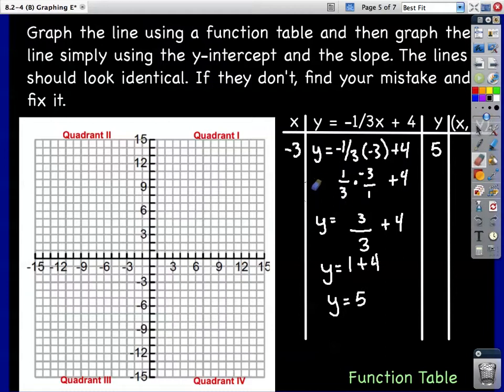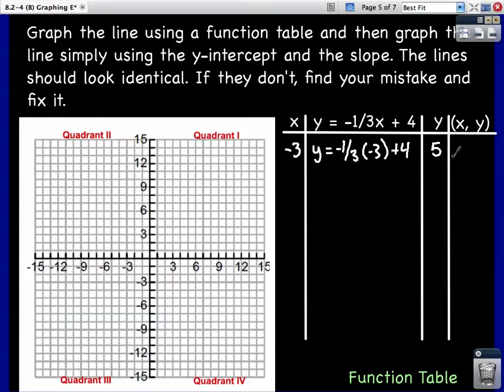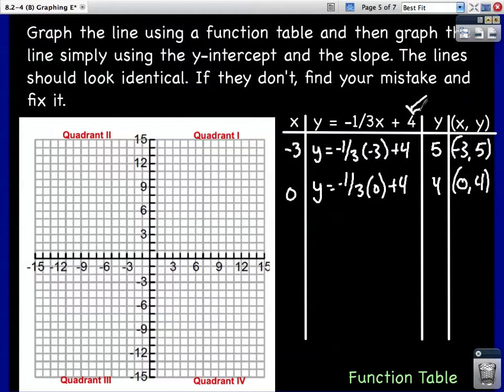Let's get rid of all this math so we can do the next point. Sometimes fractions make it a little harder, but it's still just basic math. There's nothing inherently confusing about it. You just plug it in and multiply. So negative 3, 5. Okay, plug in 0 now. Negative 1/3 times 0 is 0 plus 4, so we're just left with the 4. So 0, 4, and that's what we would expect our y-intercept to be right here. Okay. Now we plug in a positive 6.